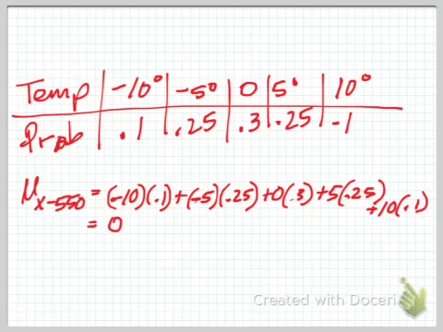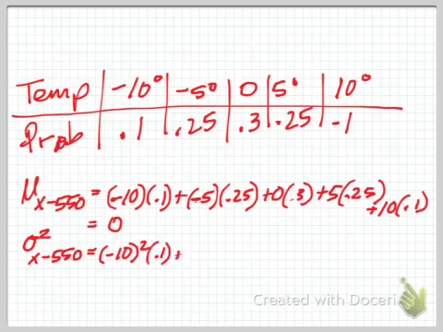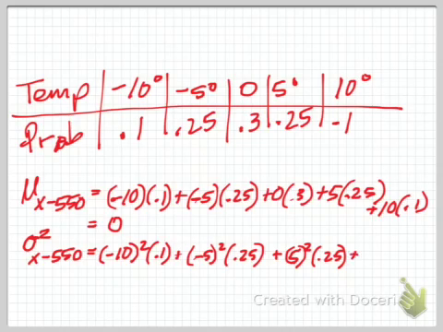So then let's do the standard deviation from that, which means we need to do the variance first. So we'll do negative 10 minus 0, which is negative 10 squared, times 0.1 plus negative 5 minus 0 squared times the 0.25 plus 0 minus 0 squared times 0.3. That's going to be 0. I'm actually just going to skip that one for now. Plus 5 squared times 0.25 plus 10 squared times 0.1.